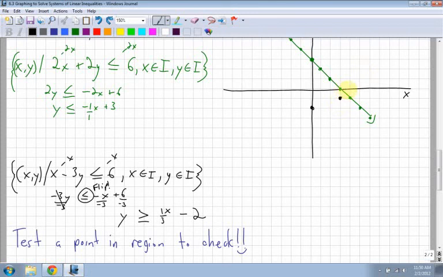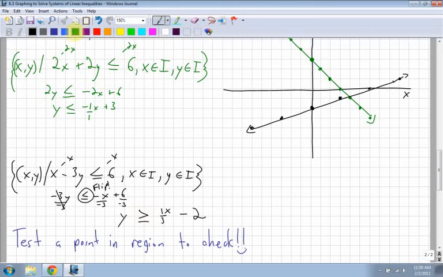Okay, up 1 over 1, 2, 3, 1, 1, 2, 3. Good idea to count. Down 1, back 1, 2, 3, down 1, 3. Alright, so I got my line there. I draw it. Is it shaded, or is it straight? It is solid, not dotted. Remember, it's only dotted if that sign says less than or greater than, without the equal to.